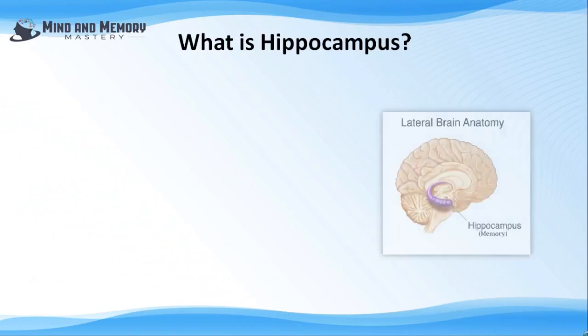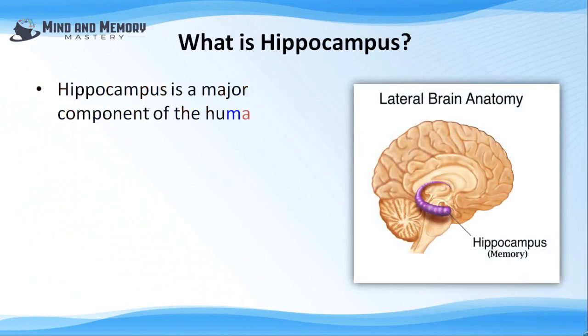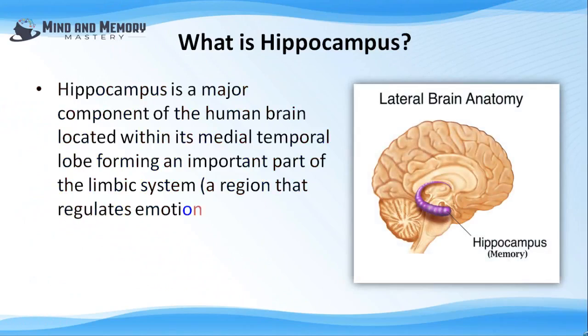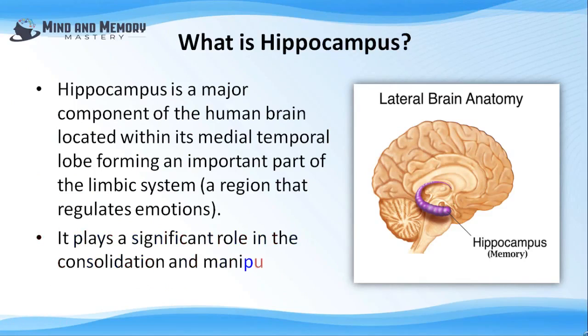What is hippocampus? Hippocampus is a major component of the human brain located within its medial temporal lobe, forming an important part of the limbic system, a region that regulates emotions. It plays a significant role in the consolidation and manipulation of memory.